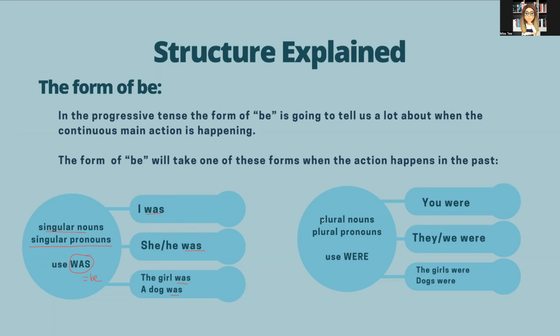Let's look at the plural nouns over here. Plural nouns and plural pronouns always use were as the form of be. Examples of these nouns and pronouns: you were, they or we were. The girls, we have an S on here, were, and dogs, we have an S on here, were. Now, this can be a little bit tricky, especially with you, because you can be addressing one person or many people.